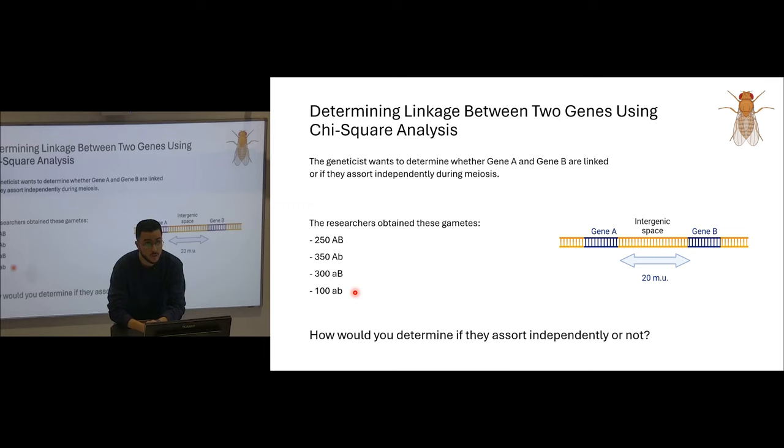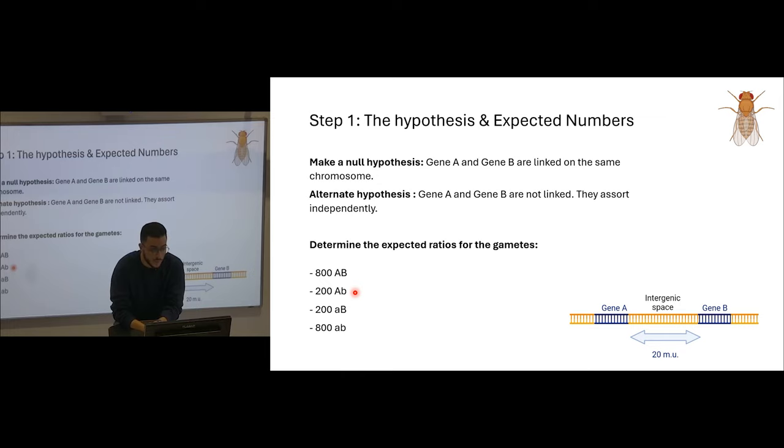So the first step is to actually make a hypothesis, right? The scientists' hypothesis is that the genes are linked and on the same chromosome, okay? And that we call the null hypothesis. Just the opposite of that is called the alternative hypothesis, okay? So then they are not linked and they assort independently, okay?